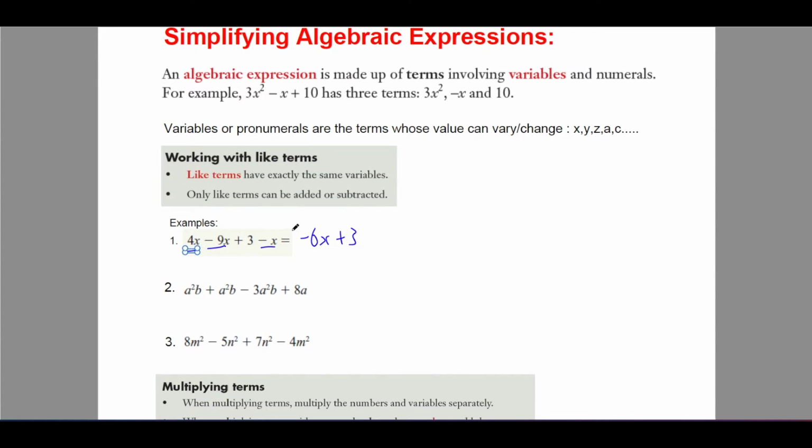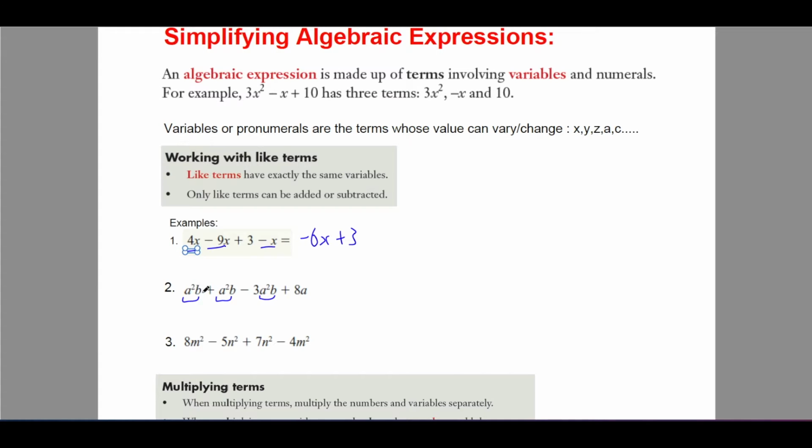Alright, so for this one, now which are the like terms? So like terms are the ones with the a squared b, right? So this is a like term to this. This is also a like term. Now this is not a like term, okay? This is something else. 8a and 3a squared b are not like terms, so you cannot add them together.